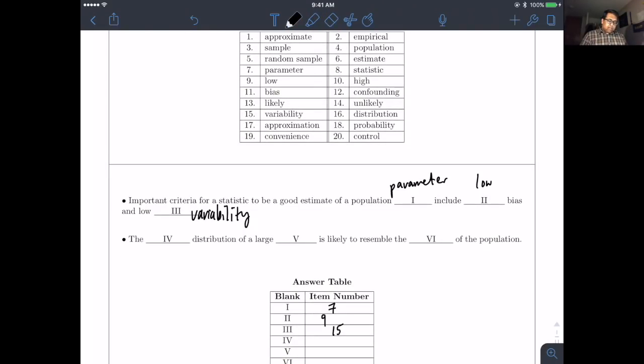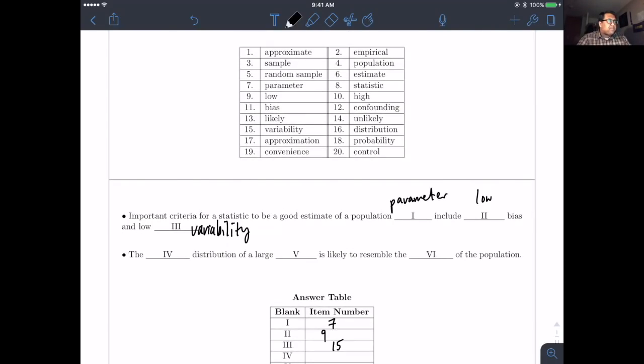Now we're looking at the blank distribution of a large blank is likely to resemble the blank of the population, right? So the blank distribution, well, the only type of distribution we know that could come from this list is empirical, right? And we know that an empirical distribution is the distribution of a test statistic as opposed to the real value, correct? So when we run some sort of simulation or a trial, the empirical distribution is the distribution we get from running that sample trial or whatnot, as opposed to the real distribution, right? So we can put empirical down for now. If it doesn't make sense later, you can erase it.